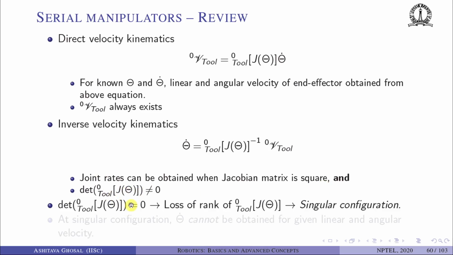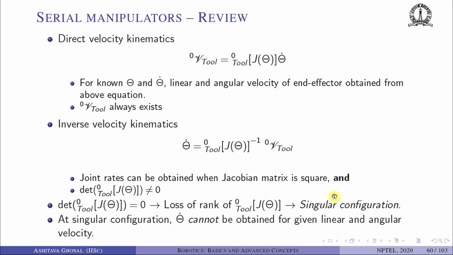When the determinant of the Jacobian matrix is 0, what happens is there is a loss of rank of this Jacobian matrix. This is from linear algebra, straightforward linear algebra. If you have a matrix A, n by n matrix, and the determinant of that matrix is 0, then the rank of that matrix is less than n. In robotics, these are called singular configuration. So at a singular configuration, theta dot cannot be obtained for a given linear and angular velocity.